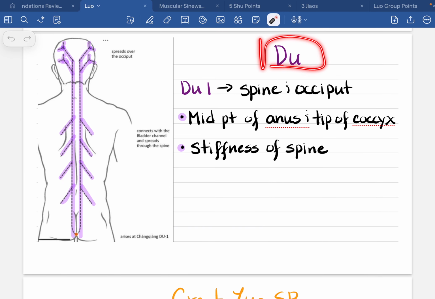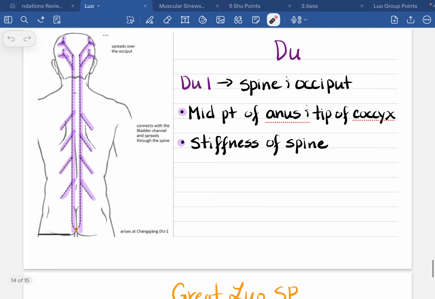And then we have the Du. Du's Luo point is Du 1. It spreads to the spine and the occiput, which is right here by the head, and the spine right here. It's going to be the midpoint of the anus and tip of coccyx. So this is where Du 1 is. It's the midpoint of that. Okay, the anus and the tip of coccyx. And it travels up the spine and the occiput. And so, of course, because of where it spreads to, the Luo of the Du 1 addresses stiffness of the spine.